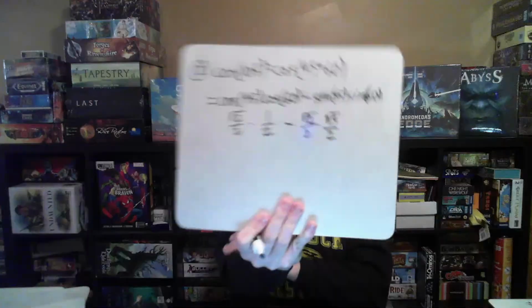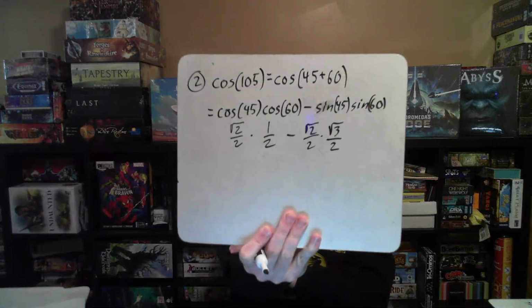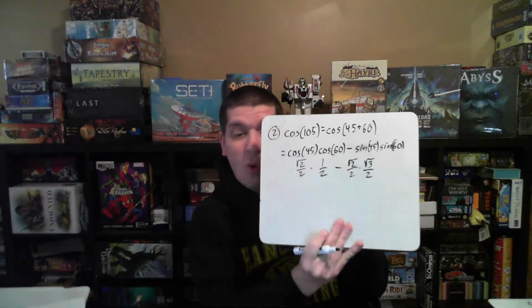Hopefully you guys are starting to see why I told you to memorize some of those. It makes your life a whole lot easier if you have them memorized. So we have the square root of 2 over 4 minus the square root of 6 over 4, which gives us the square root of 2 minus the square root of 6, over 4.